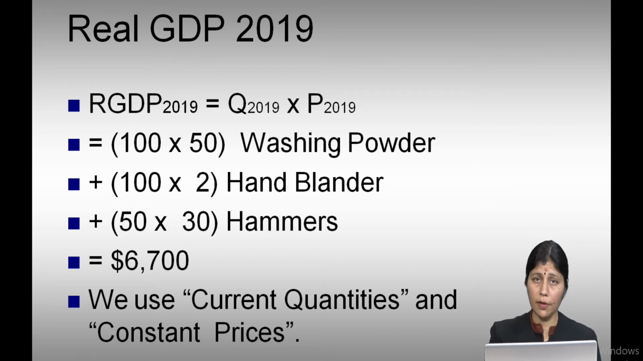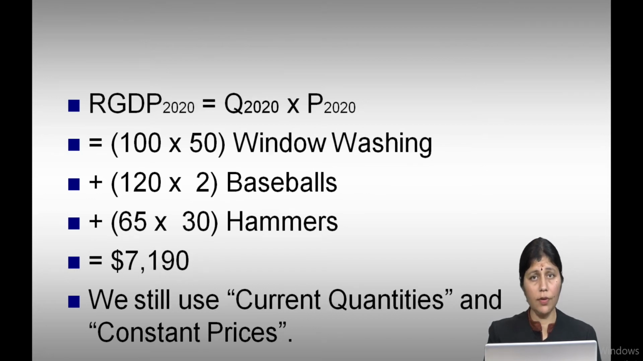So, 100 multiplied by 50 for the washing powder, 100 multiplied by 2 for the hand blender, 50 multiplied by 30 for the hammers. So, all quantity is going to be multiplied with the constant price of 2018 to make calculation of real GDP 2019. So, our total value of real GDP in 2019 is $6,700. So, we use current quantities at constant price. Now, you can understand with this statement current quantities, but we are calculating on the base year prices.